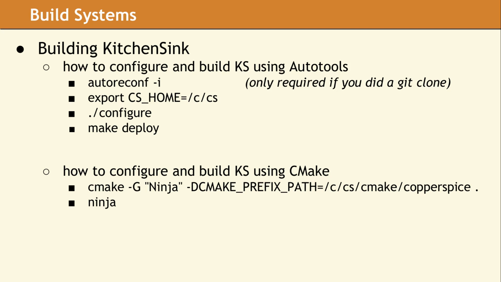In CMake, there is a built-in mechanism to find libraries, and so all we need to do is specify the CMake prefix path, and the CopperSpice libraries and all the definitions needed to use them will be found automatically by CMake.